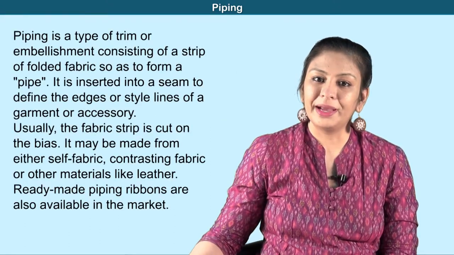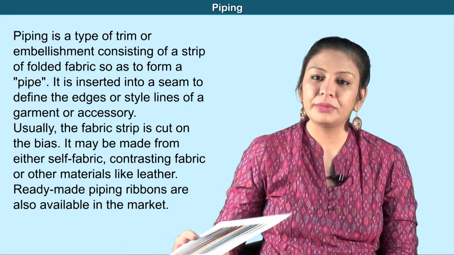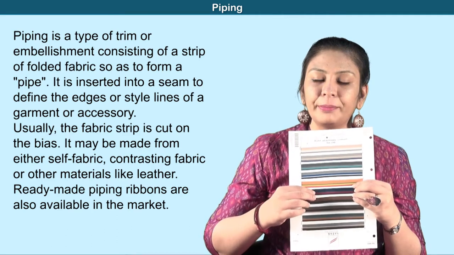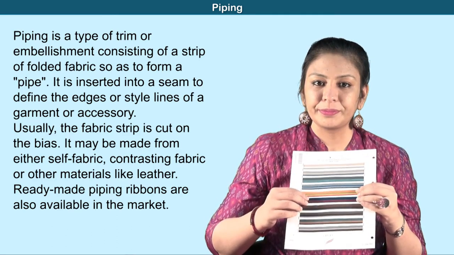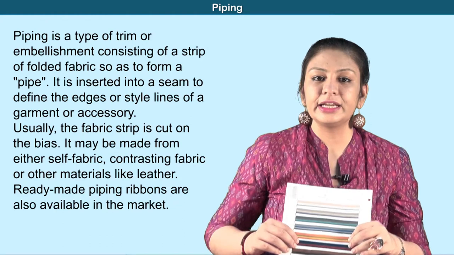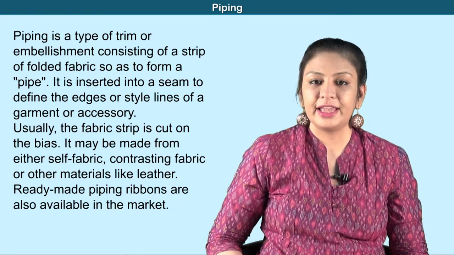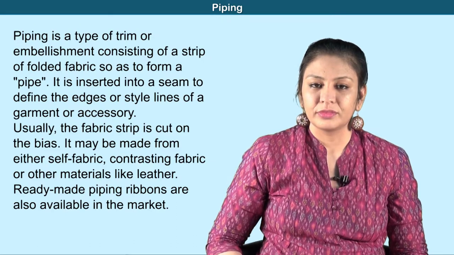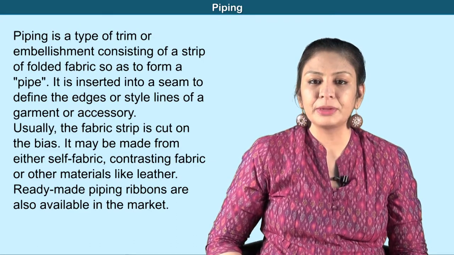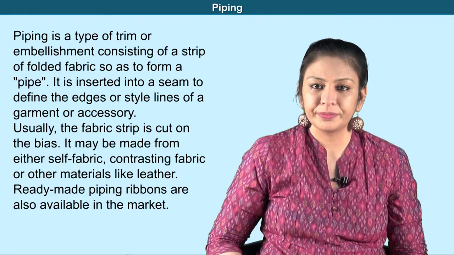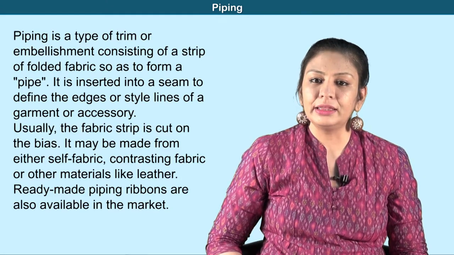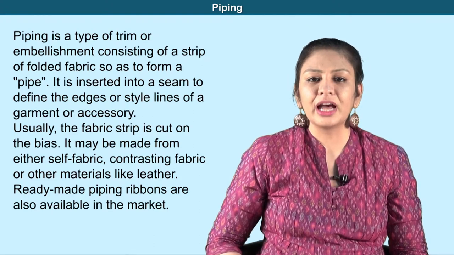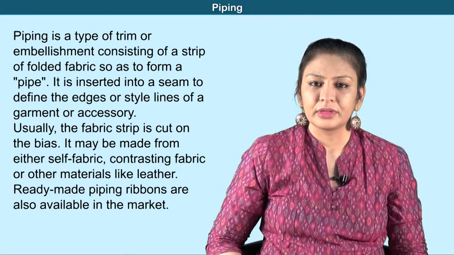Piping. Piping is a type of trim or embellishment consisting of a small strip of folded fabric so as to form a pipe. It is inserted into the seam to define the edges or style lines of a garment or accessory. Usually the fabric strip is cut on the bias and folded. It may be made either from a self fabric or a contrasting fabric or other materials like leather.